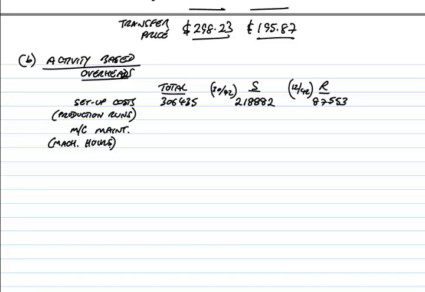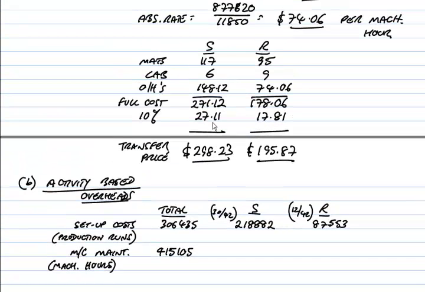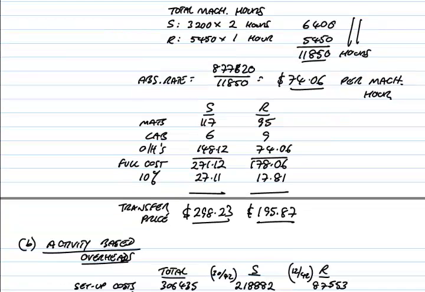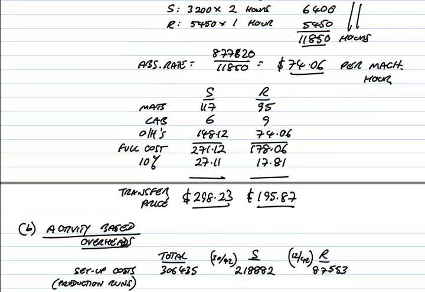And so I'll split the total 415,105 on the basis of machine hours. Now we've already done some arithmetic on them. If you look further up, there's how many machine hours we were working: 11,850 in total, 6,400 were for S, 5,450 in total for R. So those are the proportions I'll use.